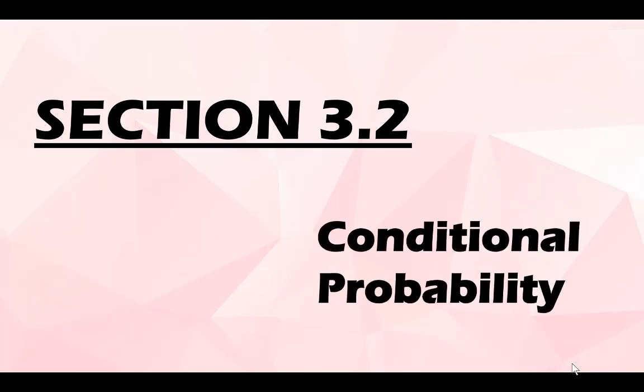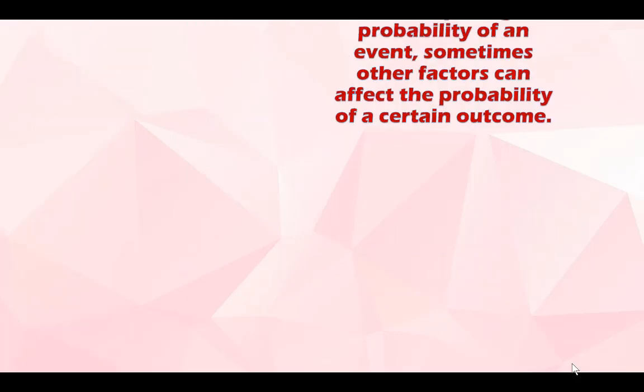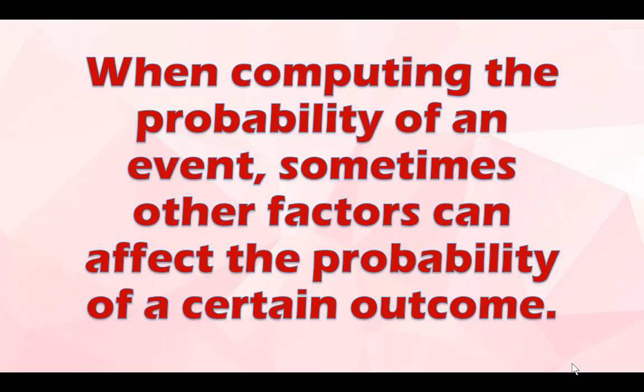Today, we'll be looking at Section 3.2. Section 3.2 is about conditional probability. So when we're looking at probabilities of given events, they don't always occur in a vacuum. Oftentimes, the probability of an event can be affected by some other external factor that changes the probability of a particular outcome.